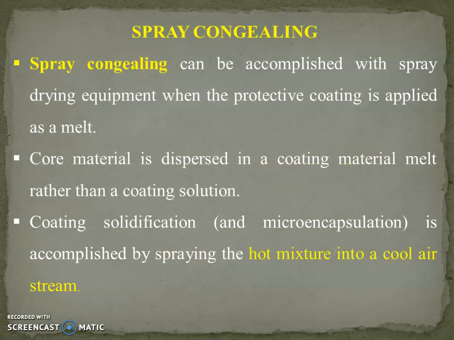Whereas the spray congealing method is also called the spray cooling method. Spray congealing can be accomplished with spray drying equipment when the protective coating is applied as a melt. Core material is dispersed in the coating material melt rather than a coating solution. Coating solidification in spray congealing is accomplished by spraying the hot mixture into a cool air stream.